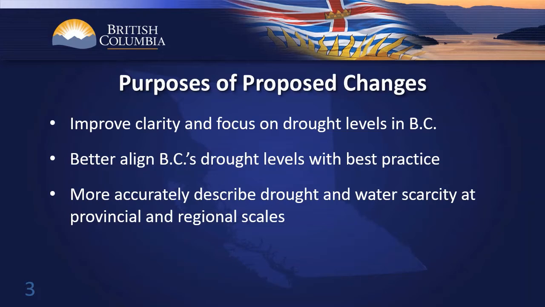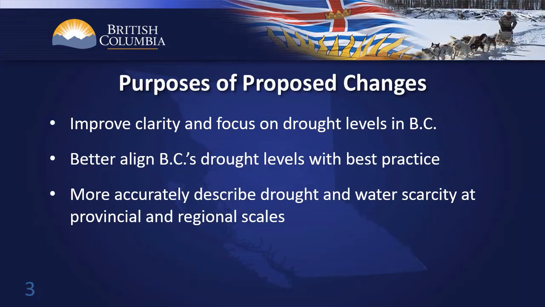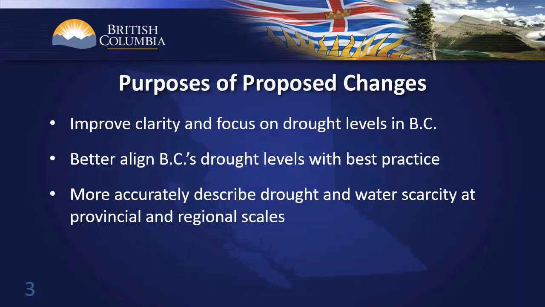The proposed updates to the drought levels are aimed at achieving several strategic purposes. Firstly, we hope to improve clarity and focus for monitoring and communicating drought and water scarcity, including the variability of conditions over time and across different regions. If successful, the new system will improve both advanced warning of drought as it unfolds, as well as management responses.